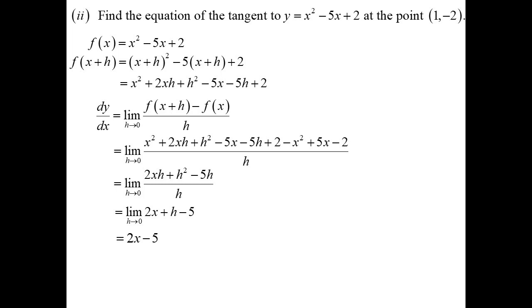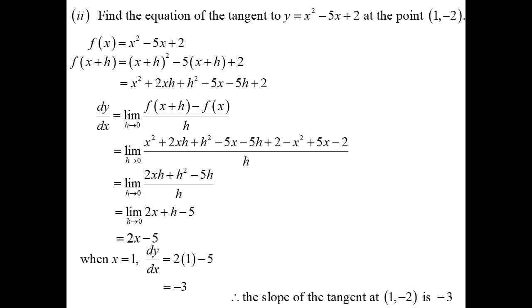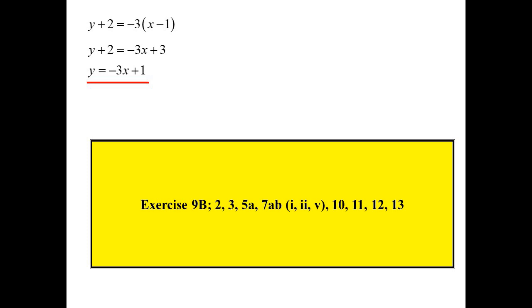Now 2x minus 5, remember, is not the slope of the tangent. That is the gradient function. So it's the function that will allow us to find the gradient. We want to know when x equals 1. So at x equals 1, I can substitute into our gradient function, and we get a slope of minus 3. Okay, so we know the slope. We want to find the equation of the tangent, point slope formula. So y minus y1 is m outside of x minus x1. Playing around with that, I've left it in y equals mx plus b form, but there it is, y equals minus 3x plus 1. All right, so let's have a go at 9b.